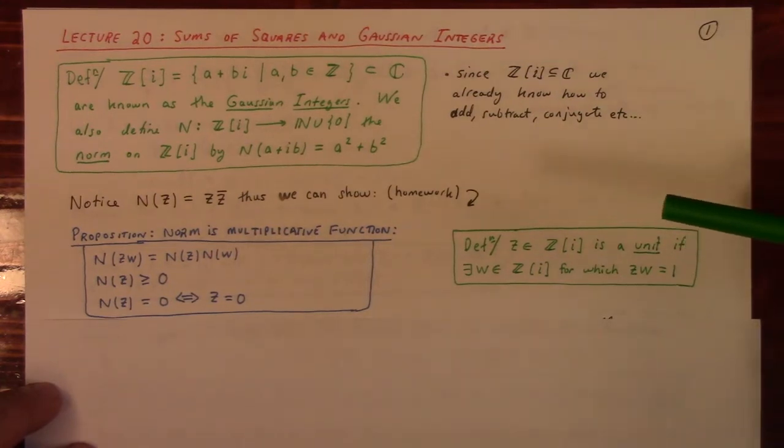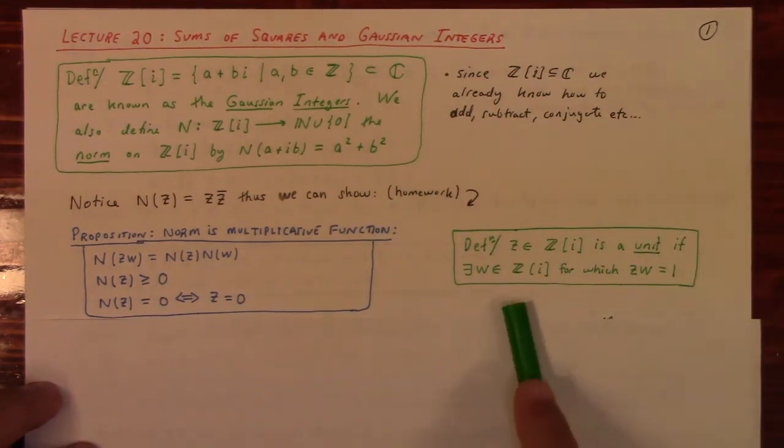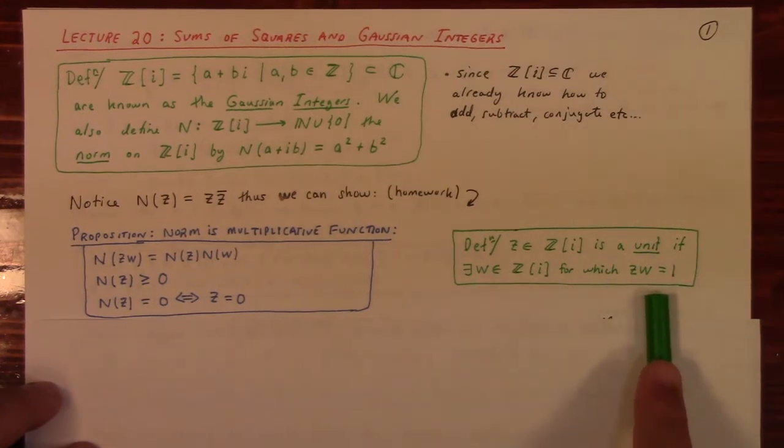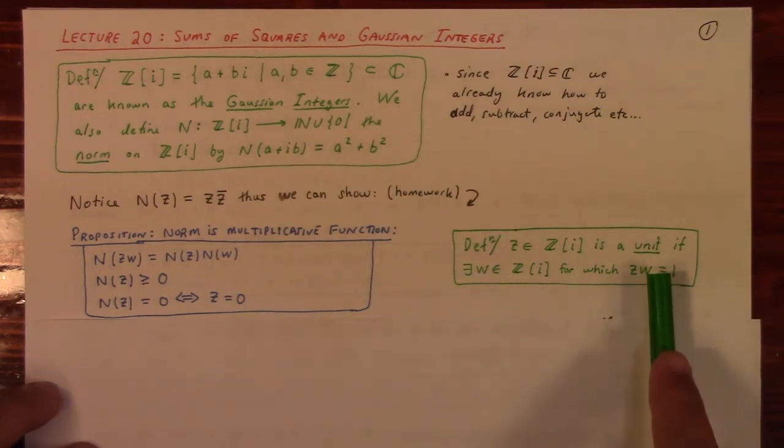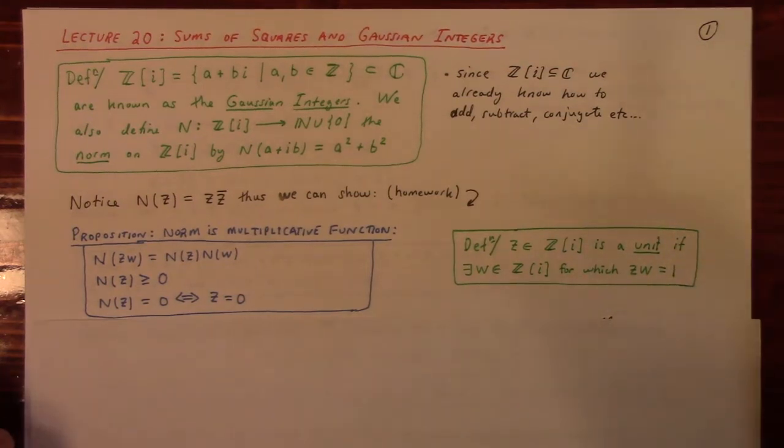Let's see here, what else should I tell you about? Well, z in the Gaussian integers is a unit if there exists a w in the Gaussian integers such that z times w is equal to 1. Same definition as in the integers, right? A unit in the integers is an integer z such that z times w equals 1 for some other integer w. So for the integers, the only units are plus or minus 1. The only numbers you can get to multiply to 1 in the integers are just 1 and minus 1. 2 is not a unit in the integers because 1/2 is not an integer.